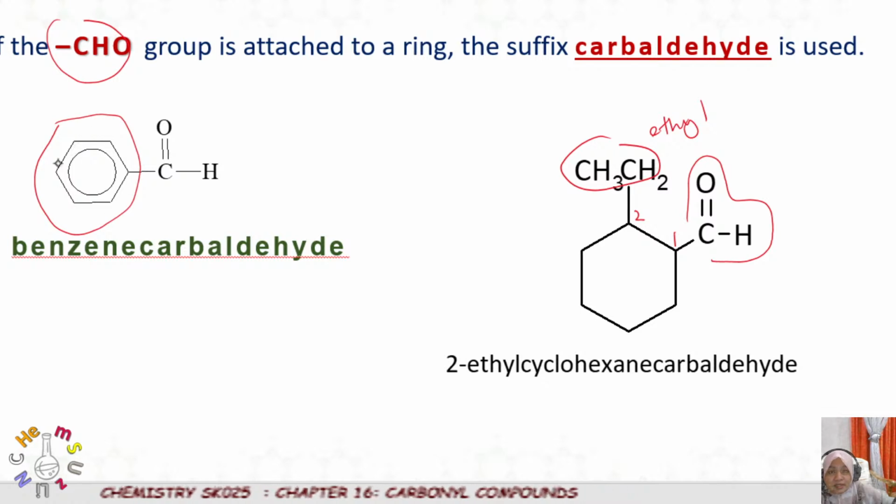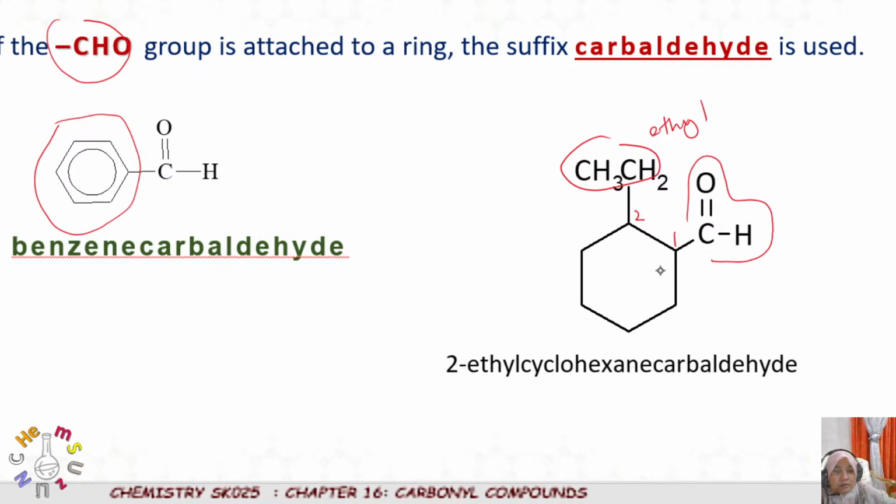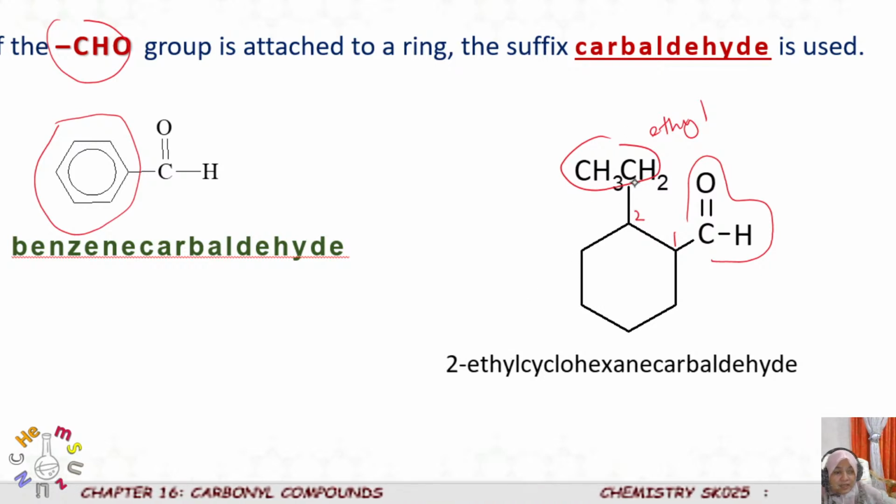The benzene ring is a ring. Cyclohexane is also a ring. So we name it cyclohexane carbaldehyde, benzene carbaldehyde. Because at carbon number 2 here we have ethyl, we put it as 2-ethyl cyclohexane carbaldehyde.